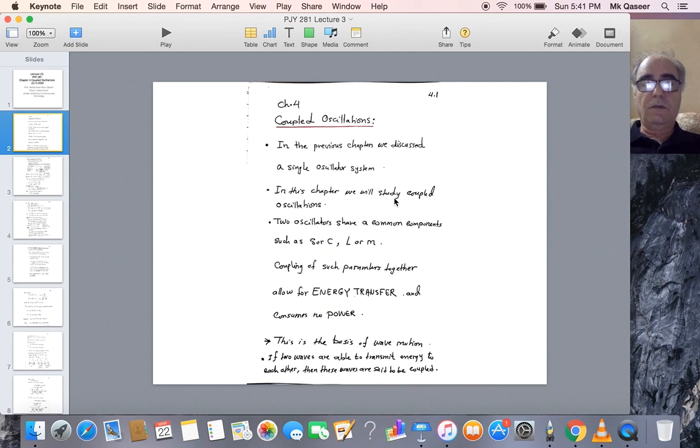Two oscillators share a common component such as stiffness S, capacitance C, inductance L, or mass M. Coupling of such parameters together allows for energy transfer and consumes no power. This is the basis of wave motion. If two waves are able to transmit energy to each other, then these waves are said to be coupled.